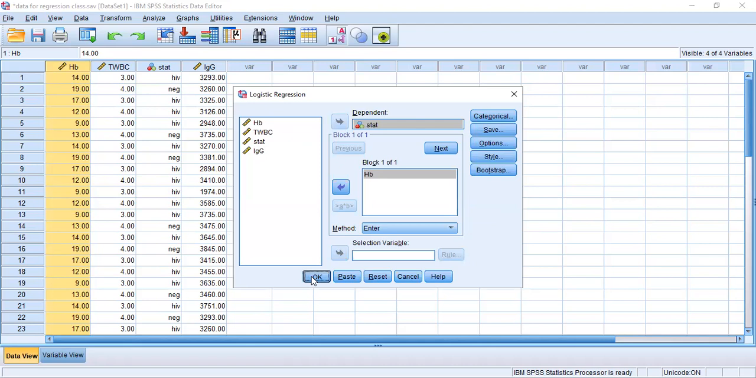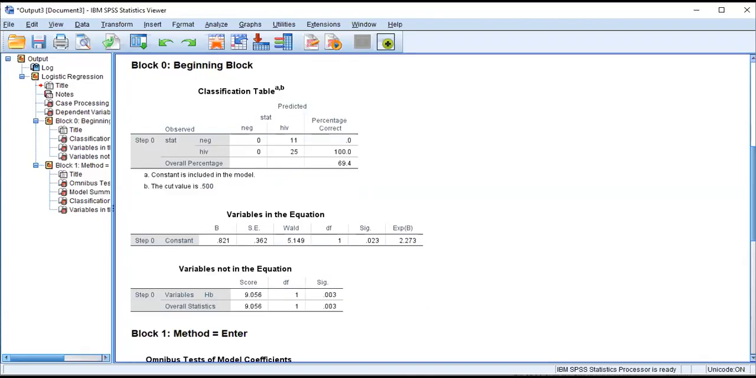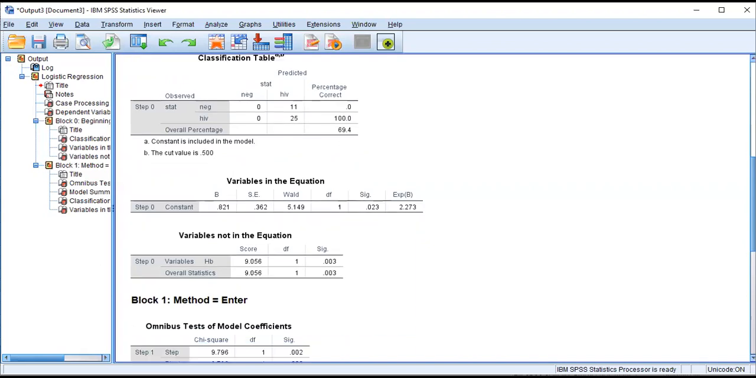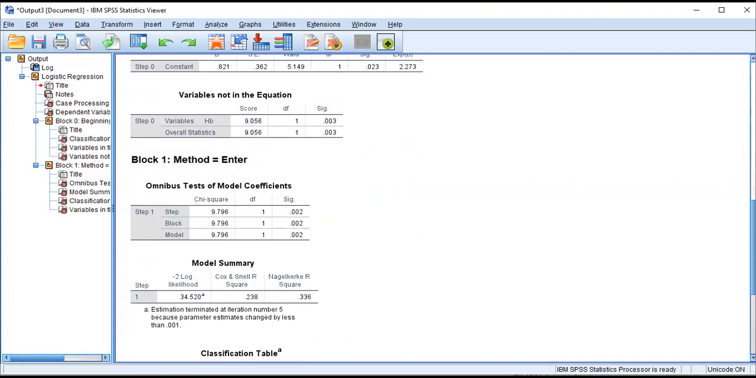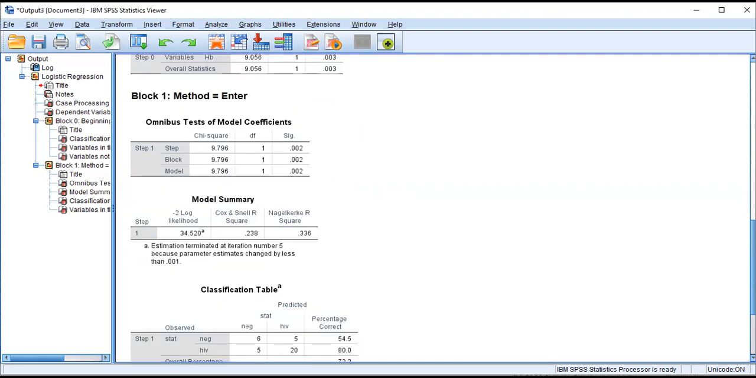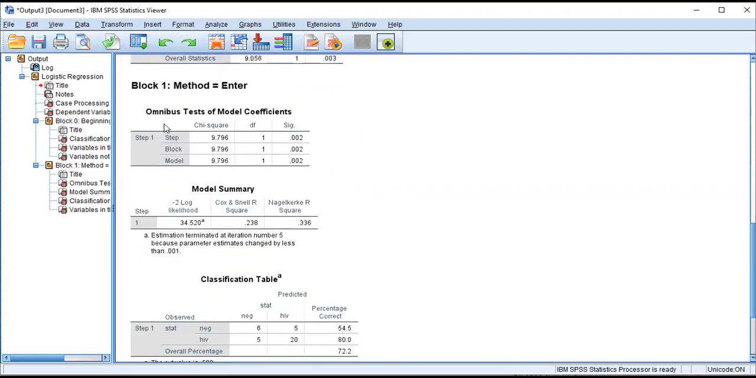So now you allow SPSS to do its thing, then you move on to the output tables. You'd see so many tables, and most of them are not that essential in interpretation. So there are just two tables I will take us through. The first is the omnibus test of model coefficients, like we had the ANOVA table in linear regression.